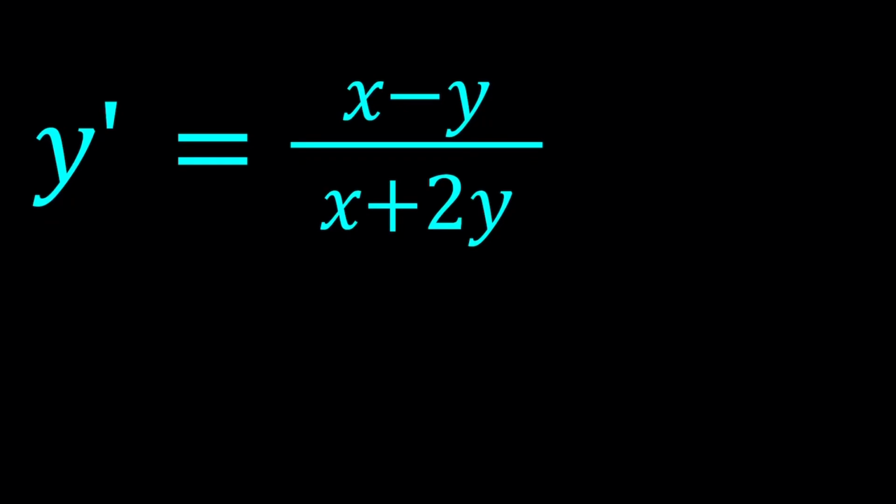Hello everyone. In this video we're going to be solving an interesting differential equation. We have y prime equals (x minus y) divided by (x plus 2y). So y prime is the first derivative of y with respect to x, and it's equal to this fraction. I'll be presenting two methods, even though the first method will be incomplete. Alright, let's get started.